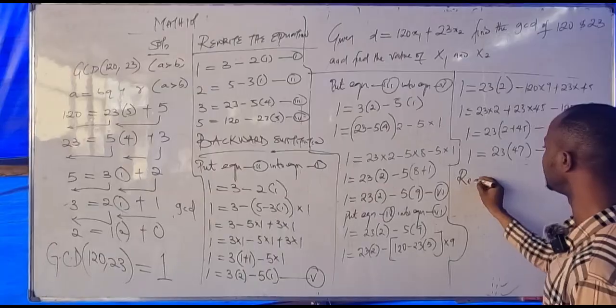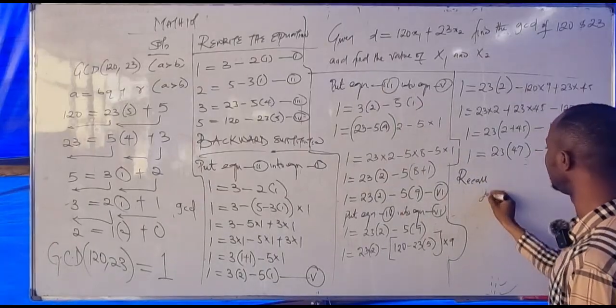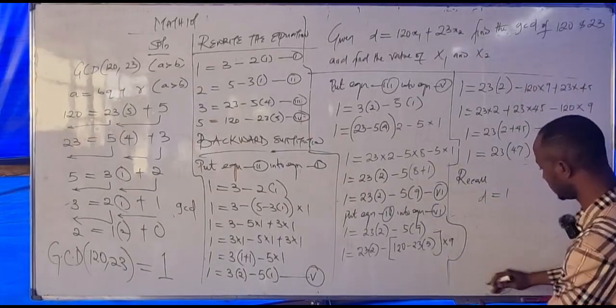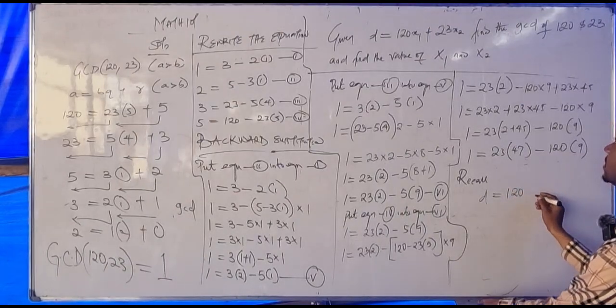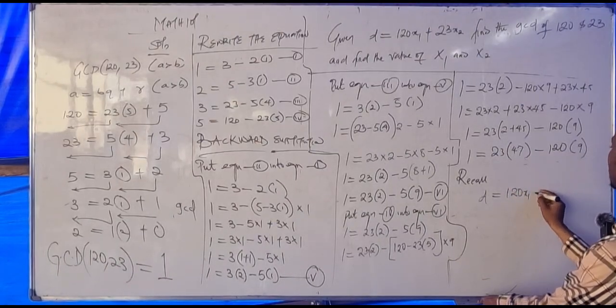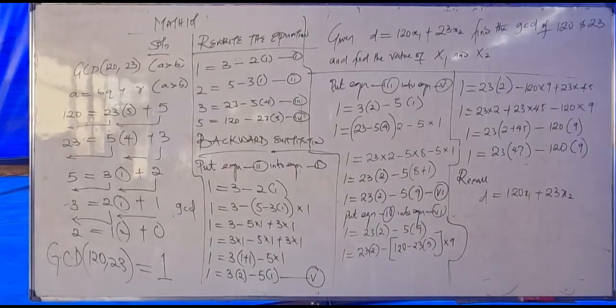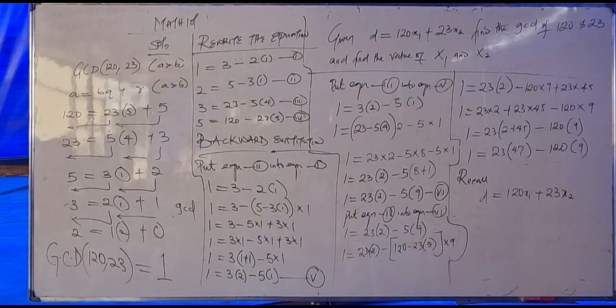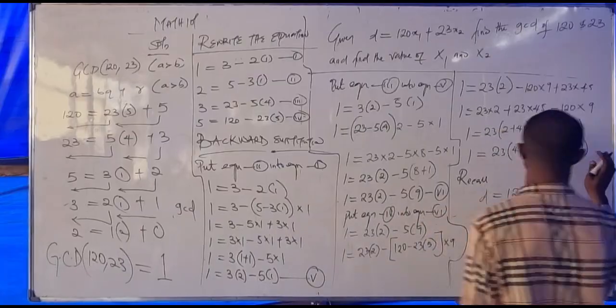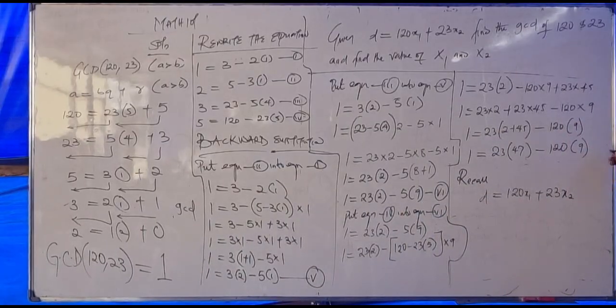Then recall that we are told that our D is equals to 120 x1 plus 23 x2. You can tell me what will be our S1 and S2. S1 is minus 9. What's our S2? 47. How do we get that? We compare this equation. This is the given equation, right?